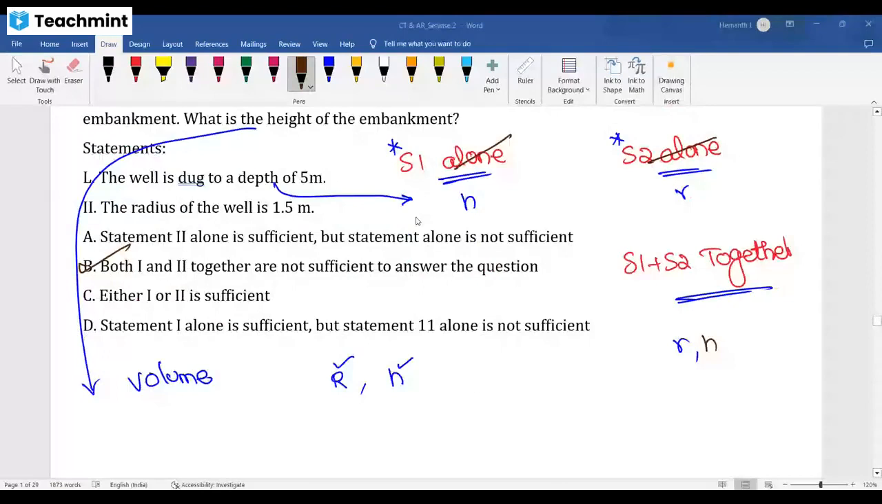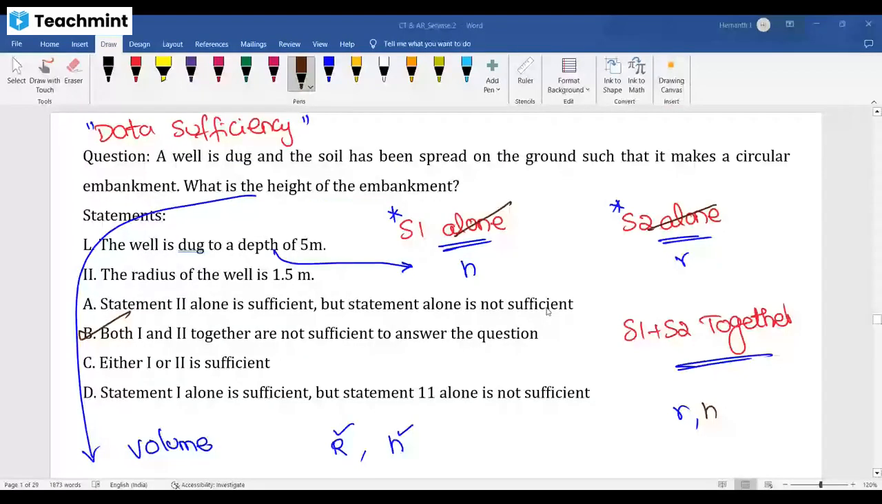Why? Because this is regarding the well. From the well, some soil you removed. You know the depth of the well, meaning the height of the well. You know the radius of the well. Now you are throwing that soil out. Now the soil is like a circular one. Now you want to know its height. First you need volume, how much was taken out. From these two, you get the volume of soil taken out.